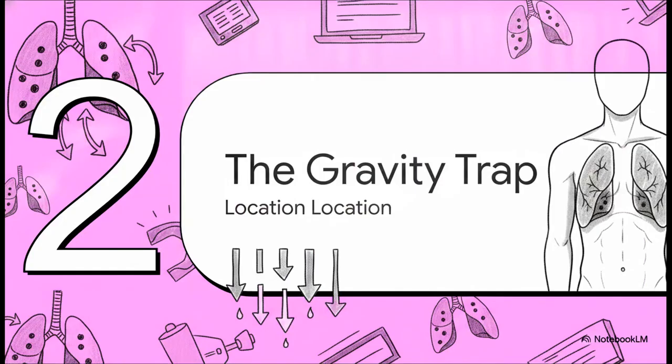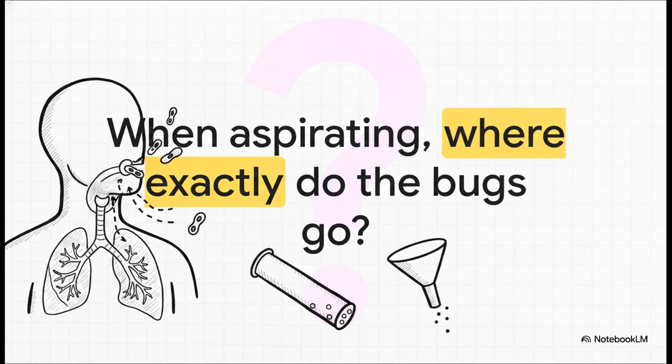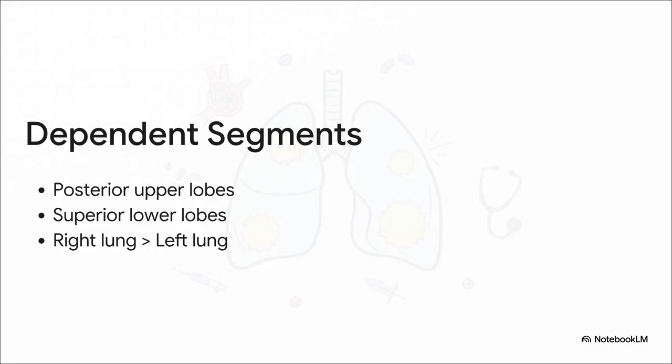Moving right along to part 2, the gravity trap. Now we shift from what caused the abscess to exactly where it lands in the body. Think about the anatomy for just a split second. When a patient aspirates oropharyngeal or dental bacteria, it's not some random dispersion. Gravity and the physical structure of the human airway strictly dictate the destination. Those bacteria follow gravity straight to the dependent segments.